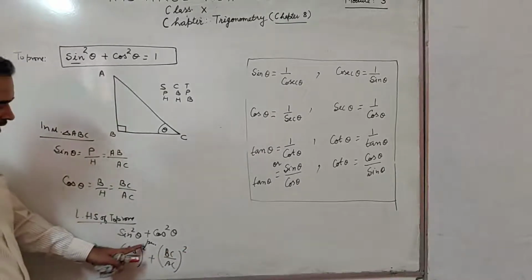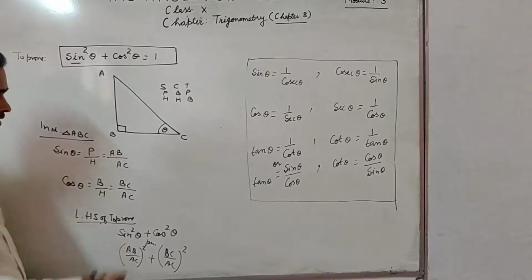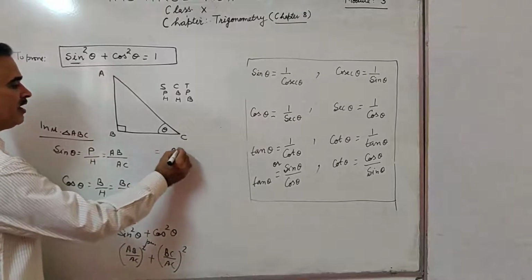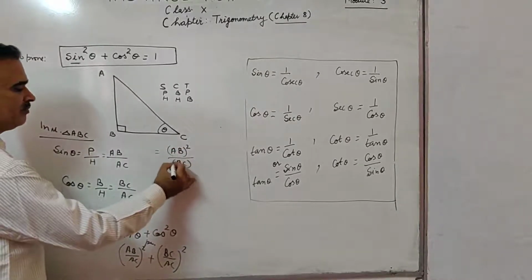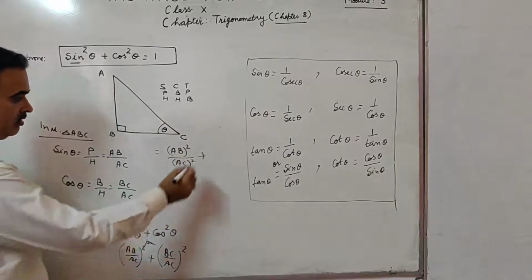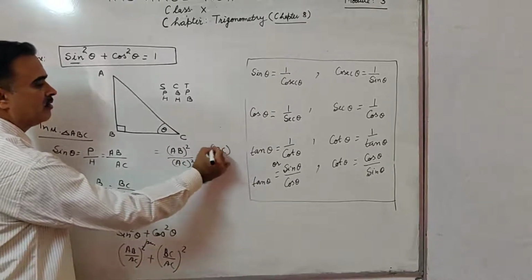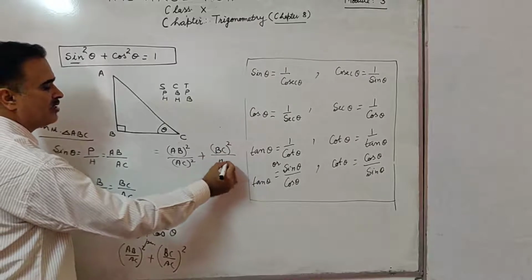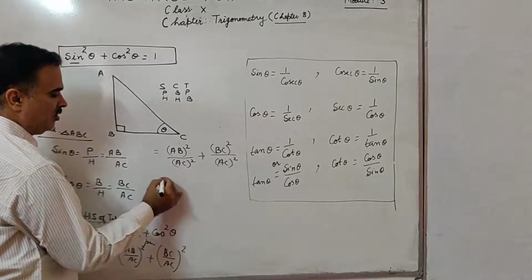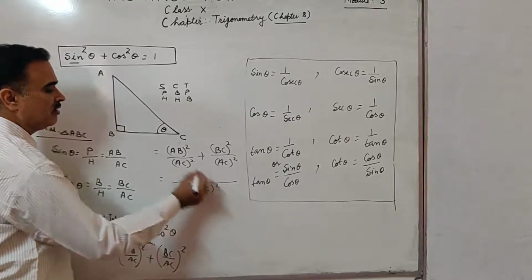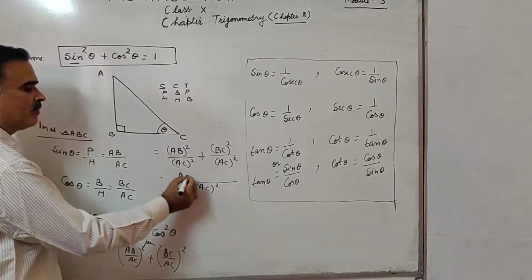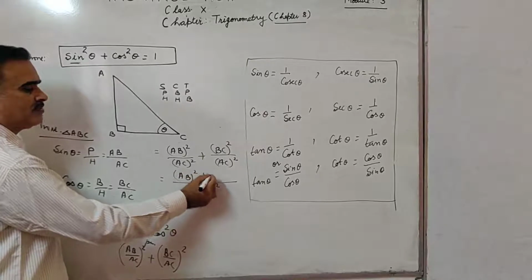When the square is whole square, we can write AB square upon AC square plus BC square upon AC square. You take the LCM, this is AC square, and it is AB square plus BC square.